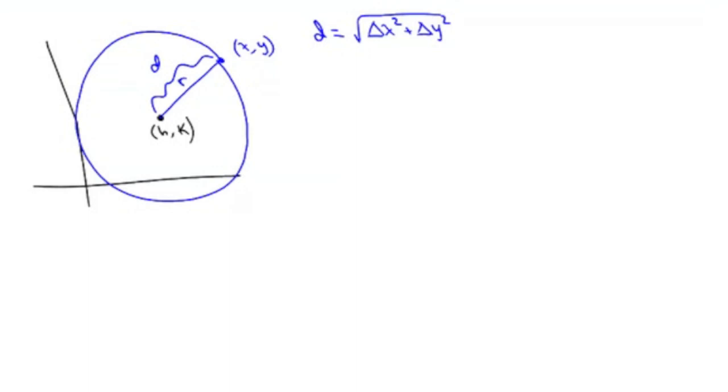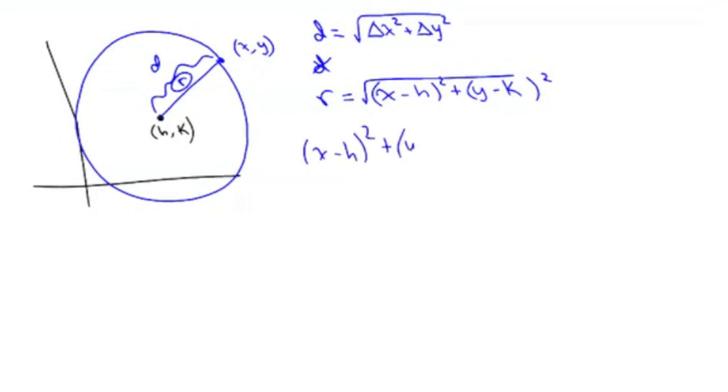But one of the X's is H, one of the Y's is K. The other one is X and Y. So D is now going to be called R for the radius. R is equal to the square root of something squared plus something squared. What goes in the first one? X minus H would be the best order. What goes in the second one? Y minus K. And it's conventional to get rid of the square root. So after you get rid of the square root, you get X minus H all squared plus Y minus K all squared is equal to R squared.